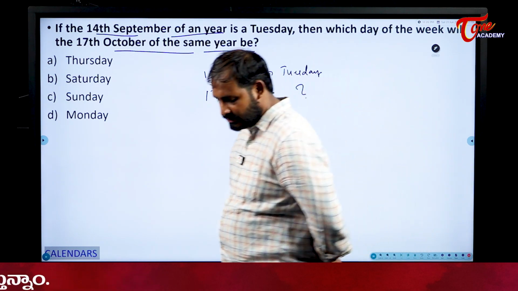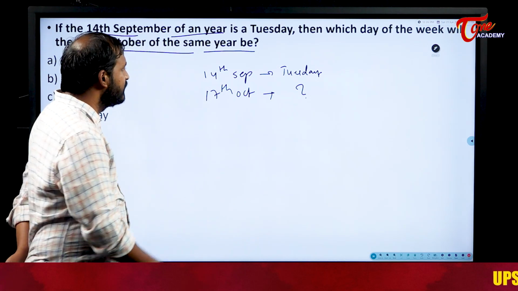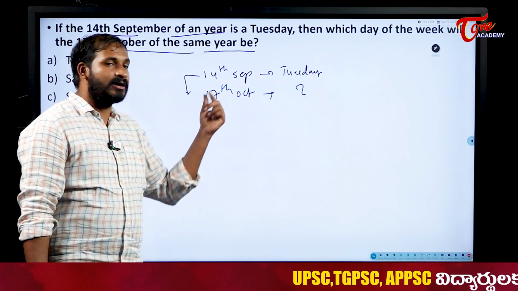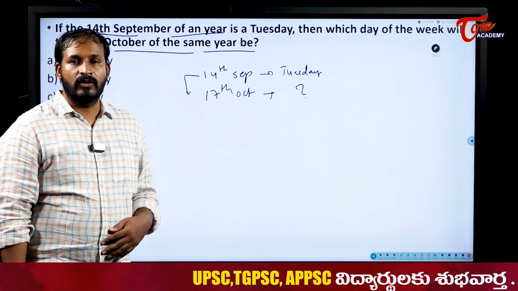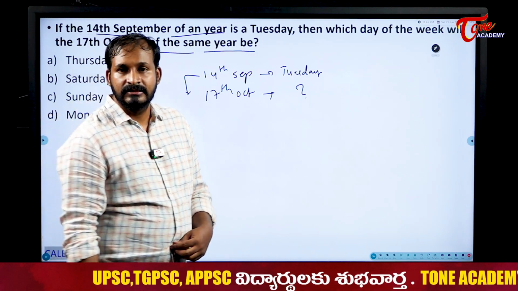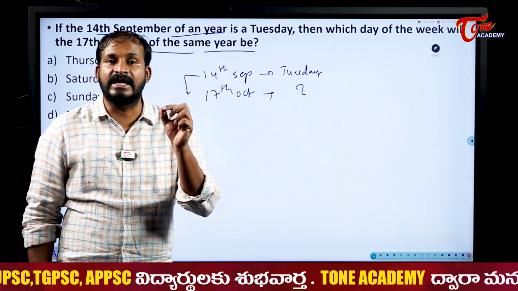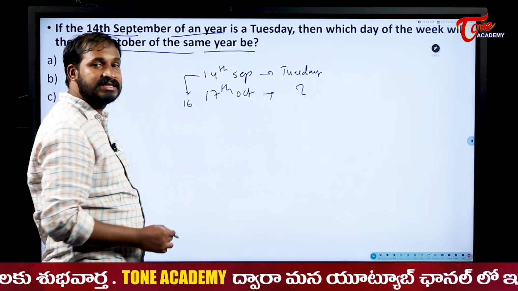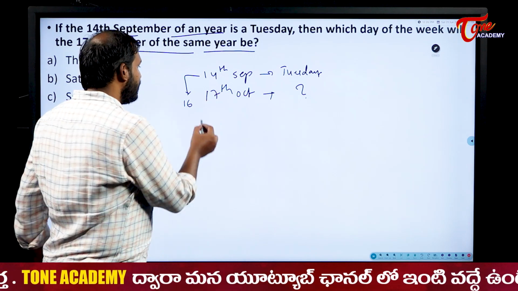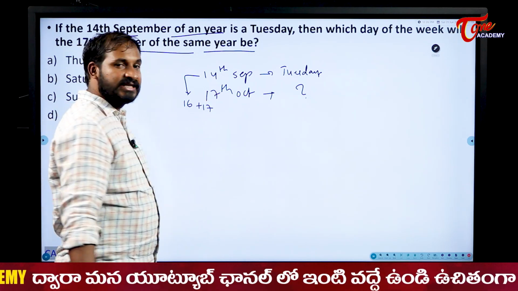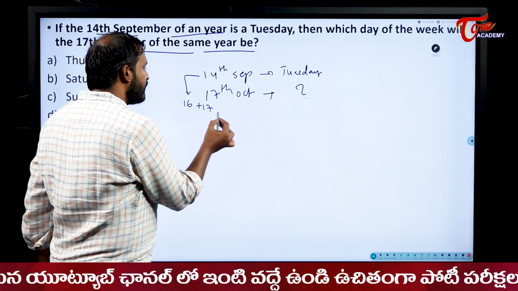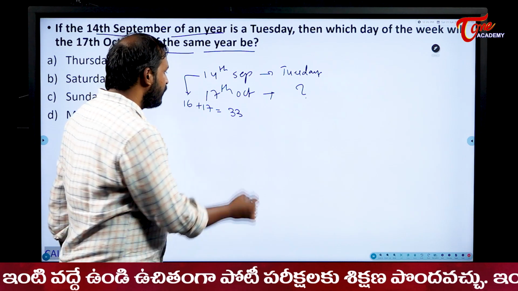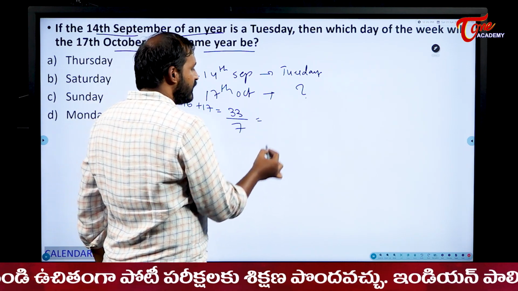Very simple, students. How you need to solve this type of question: in the month of September, how many days are there? September contains 30 days. So already 14 days are finished. So we are left with how many days? 16 days. And then 17th of October. 16 plus 17, what does it become overall? 33. Now 33 by 7, you will get 5.